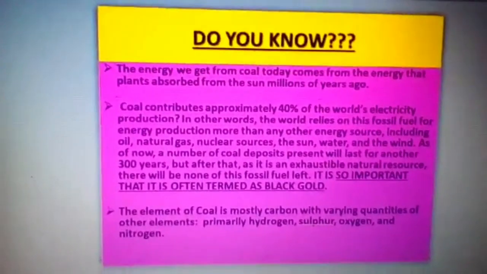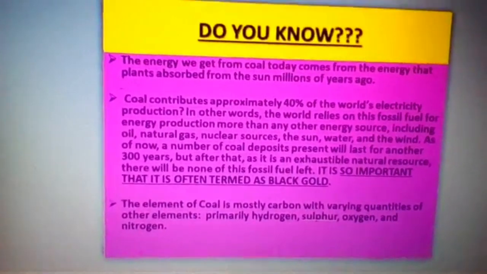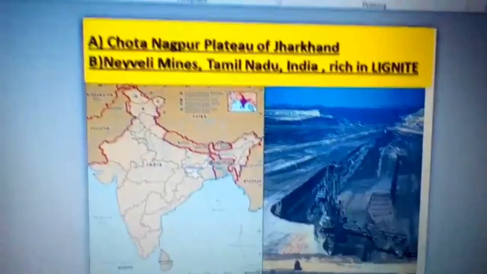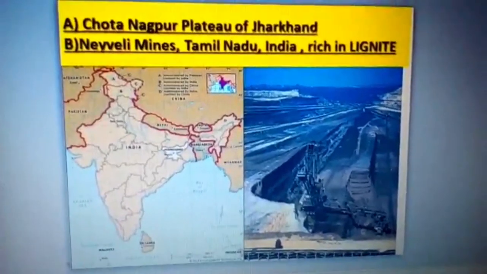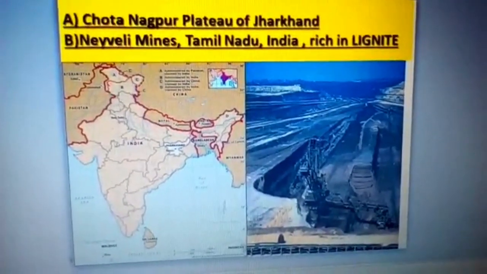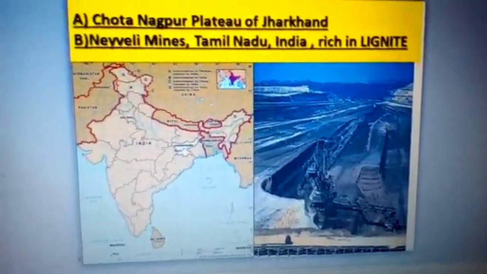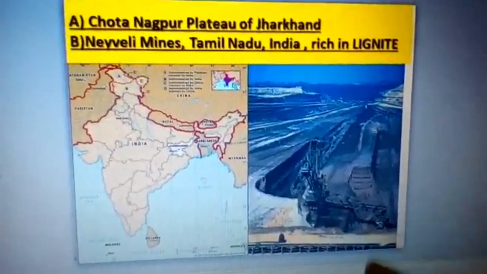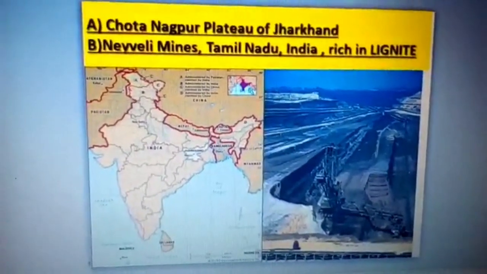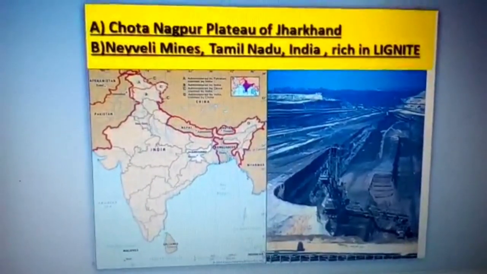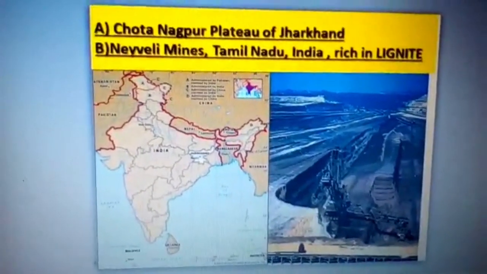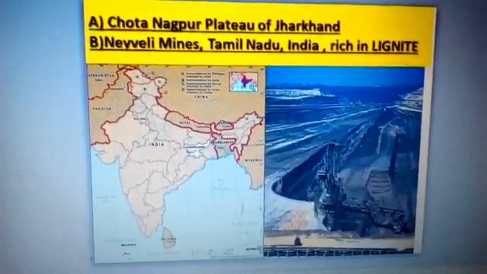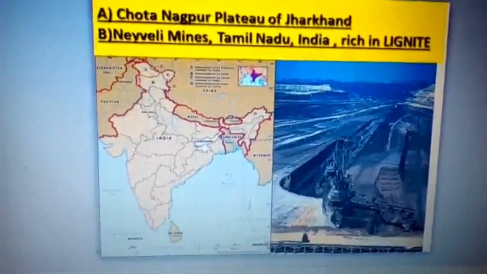This is some extra information about coal if you want to know, and you can read that during your free time. What's most important for you to learn is that China, USA, India, Australia, and Russia are the major producers of coal. And these countries have very large reserves. Here you can see the mine. This mine is in Neyveli, Tamil Nadu, which is very rich in the lignite quality of coal. So you can see how huge a reserve of coal mines India also has.